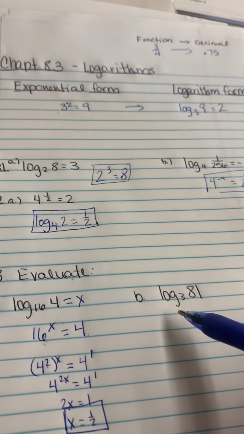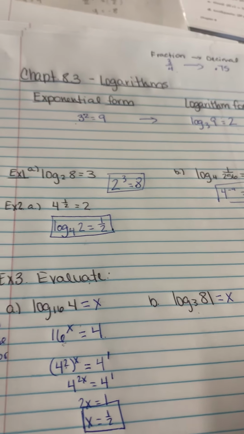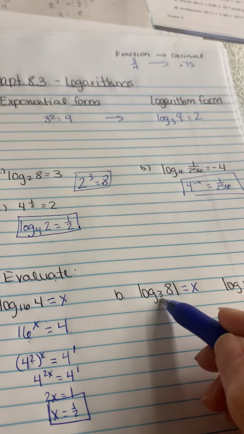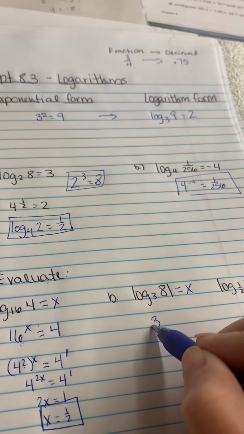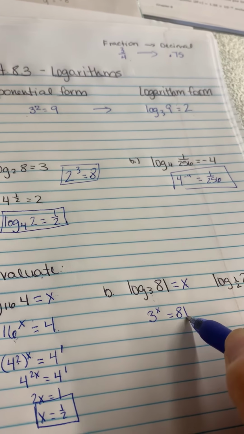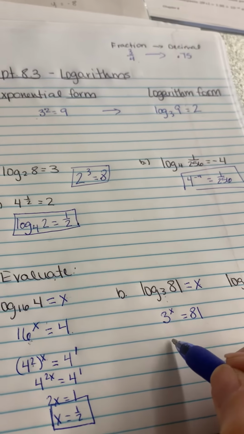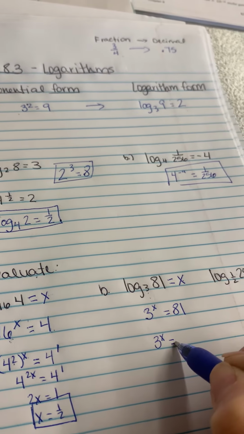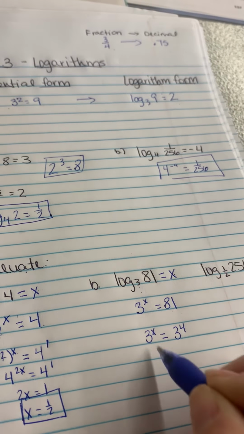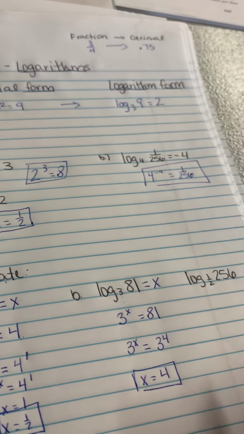Let's look at B. First thing I'm going to do, set it equal, make an equation. Then we're going to put it in exponential form. What's my base? 3. What's my exponent? X. What's my answer? 81. Now, step number 2, same base. So I have 3 to the x equals 81, which can be rewritten as 3 to the 4th. Same base, drop them, x equals 4.